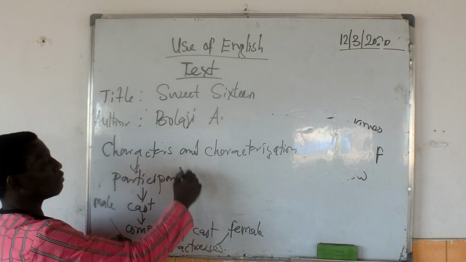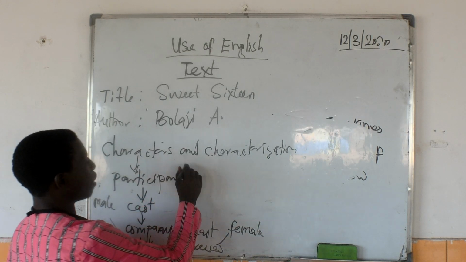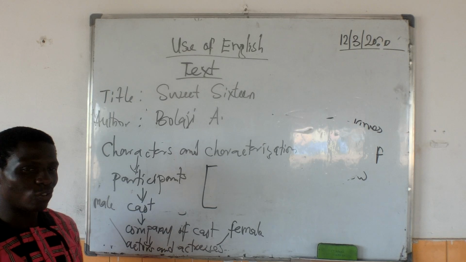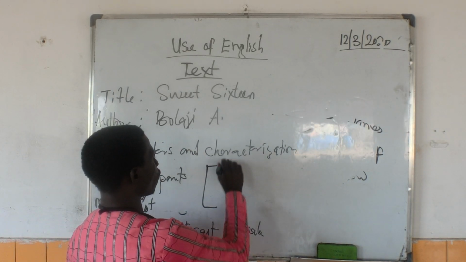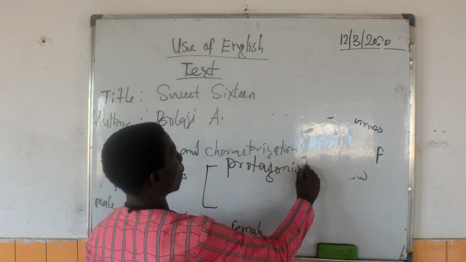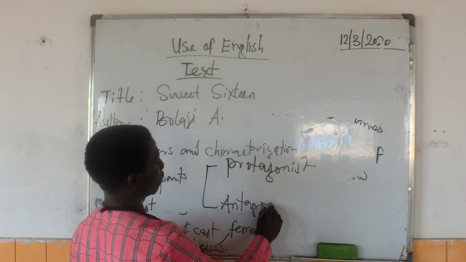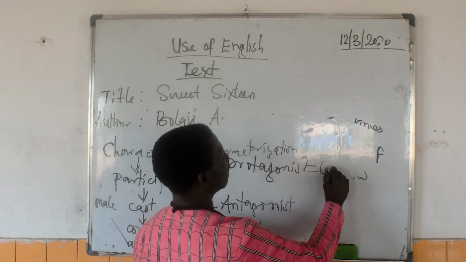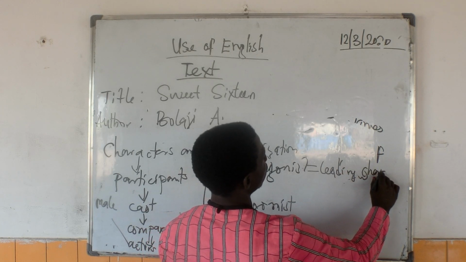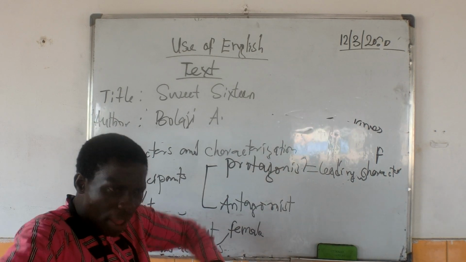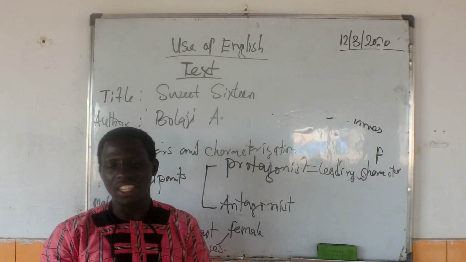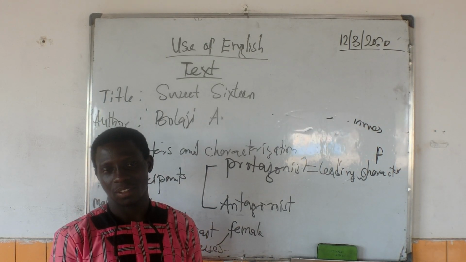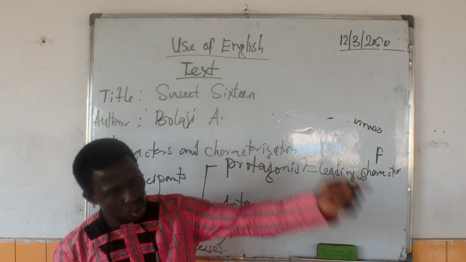So under novel, we have two major characters we always point to. But in drama, we have like three, four types of characters. But in novel, our interest is basically on two major characters. We have what we call protagonists, and then we have what we call antagonists. The protagonist is the leading character in a story, the main character. The character that the story revolves around. And that character is also the good character. The character plays good roles, and the story centers on that character.